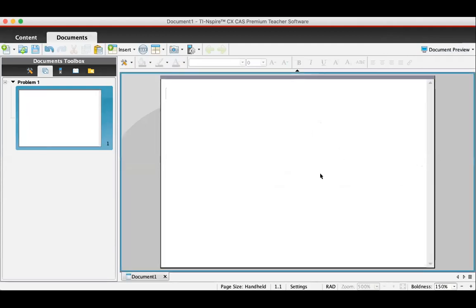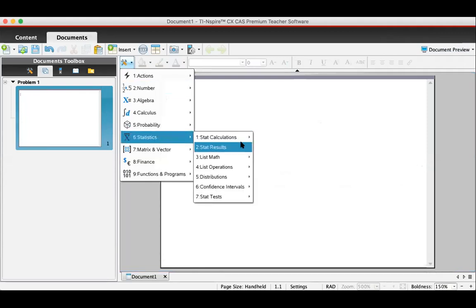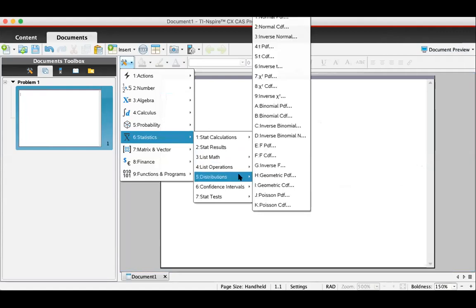What you're going to do is hit menu, down to statistics, distributions. At the top here we have normal PDF and normal CDF. PDF is when you're looking for a single point. That's easy to remember: P stands for point. So if I'm asking, what's the probability that Clayton Kershaw's fastballs are exactly 96 miles an hour, you can use this one.